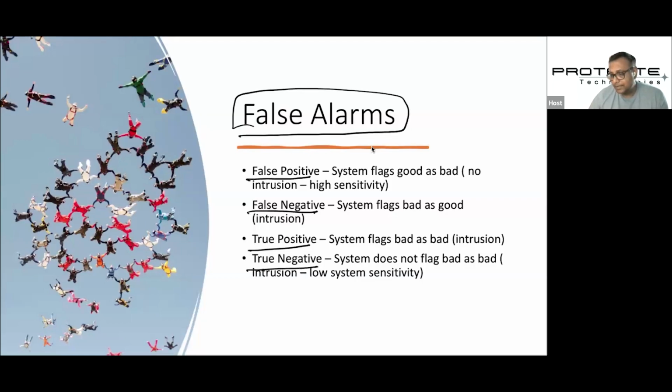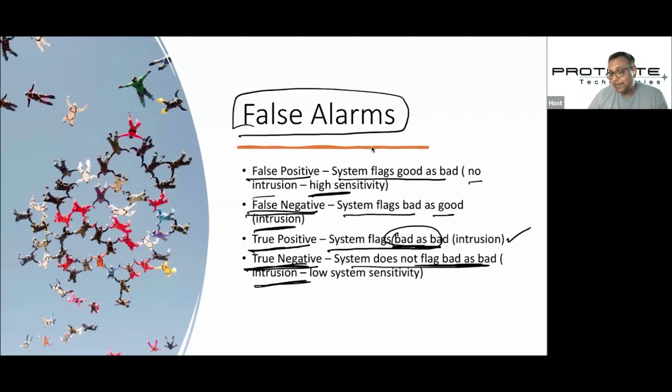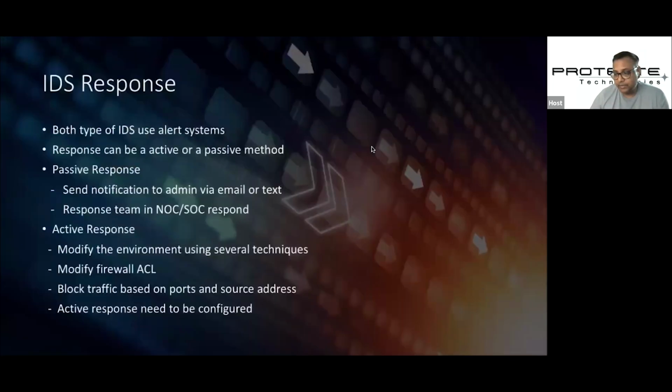False positive is system flags good as bad. So that means there is no intrusion. That means the system is very highly sensitive. Then false negative, system flags bad as good. Now that is bad. Okay, that means intrusion has happened. True positive, system flags bad as bad. True negative, the system does not flag good as bad. That means the system has a very low sensitivity. Okay, generally be aware of these terms.